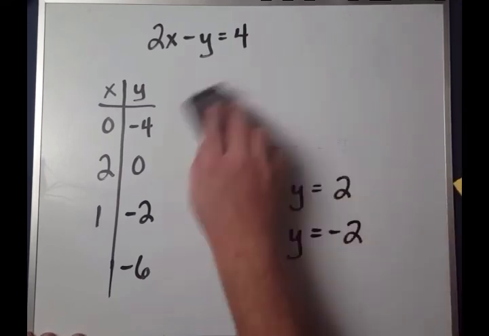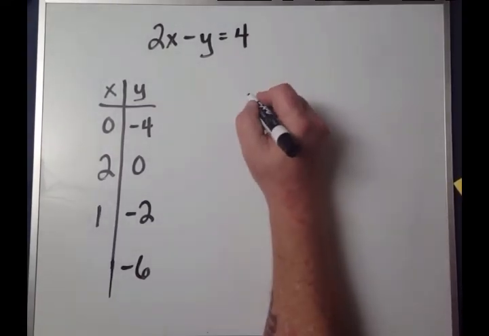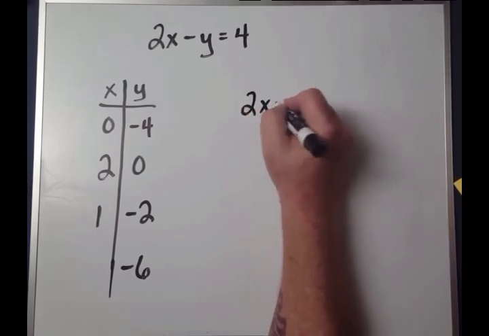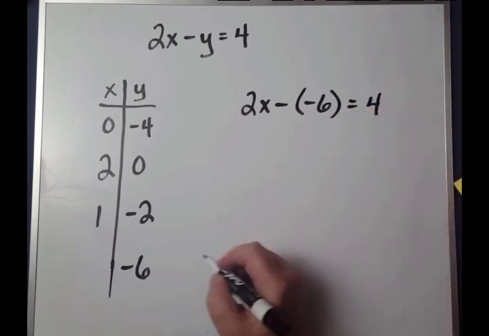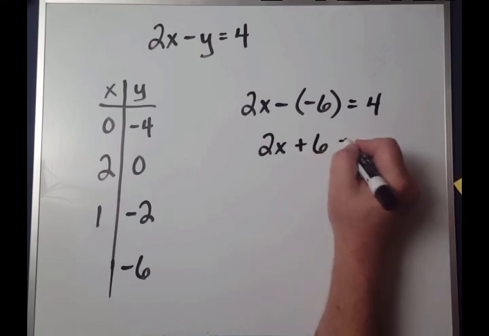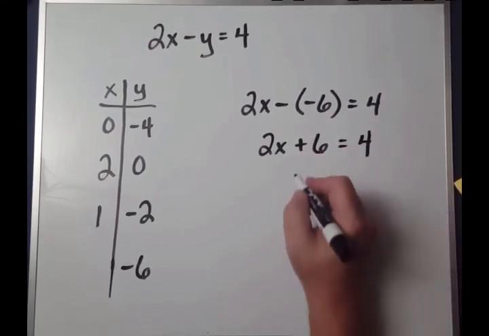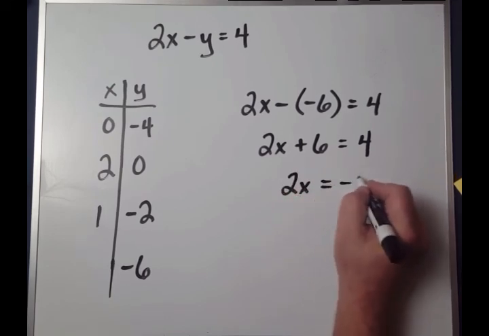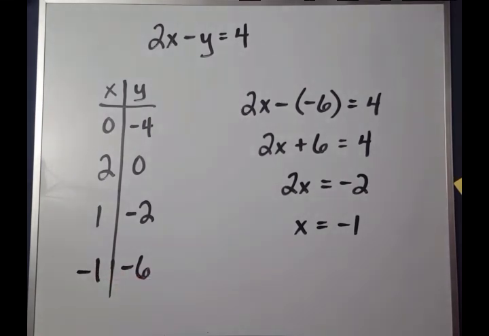And then we want to know when y is negative 6, what ordered pair do we get? So 2x minus a negative 6, watch your signs. Solve for x. Minus minus makes plus. Subtract 6 from both sides. Divide both sides by 2 to find that x is negative 1. Alright, we've got our table finished.